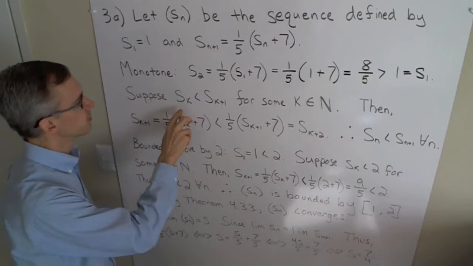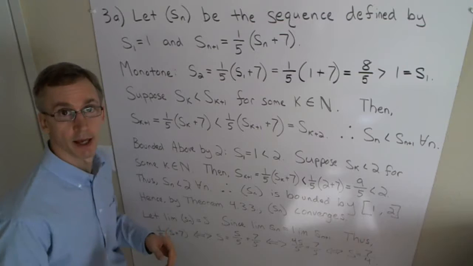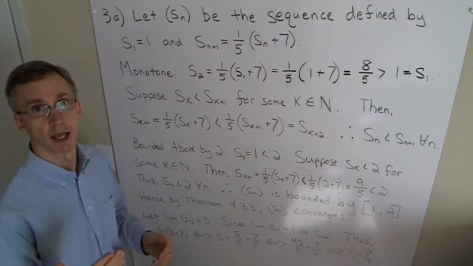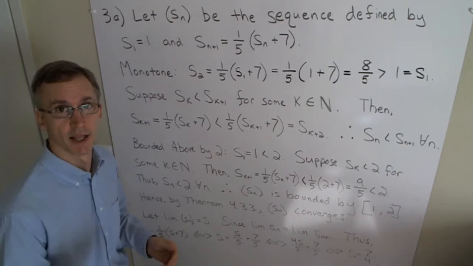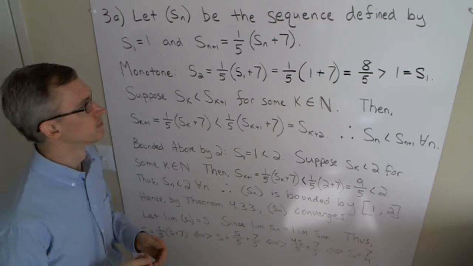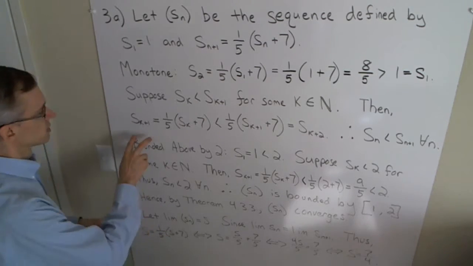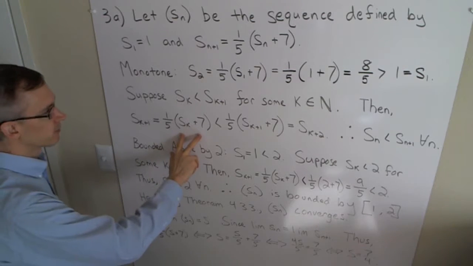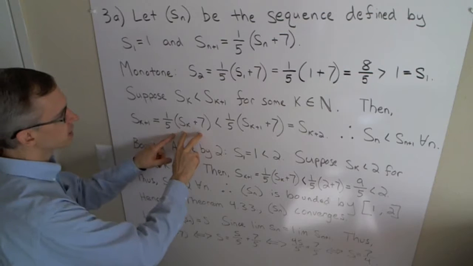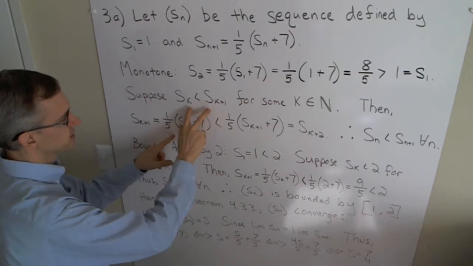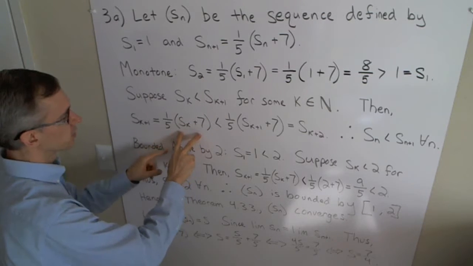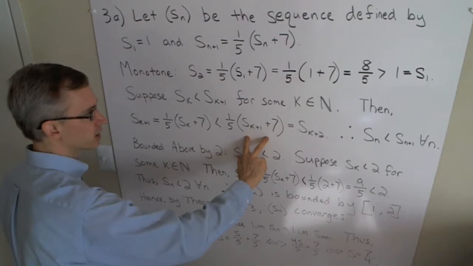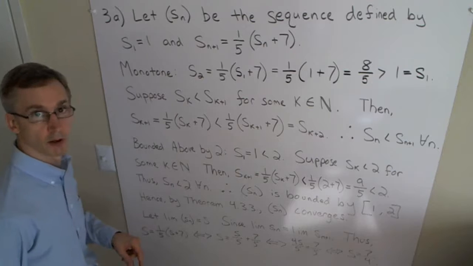Next, we're going to assume that S sub k is less than S sub k plus 1, and then show that that implies that S sub k plus 1 is less than S sub k plus 2. So, starting off with S sub k plus 1, using the formula, and then using our inductive hypothesis, we show that the expression with S sub k is less than the same expression with S sub k plus 1.